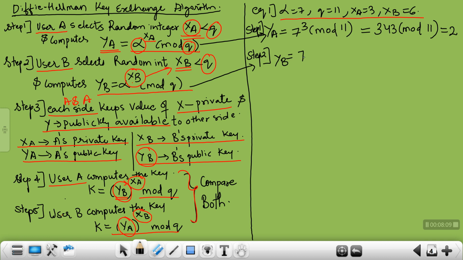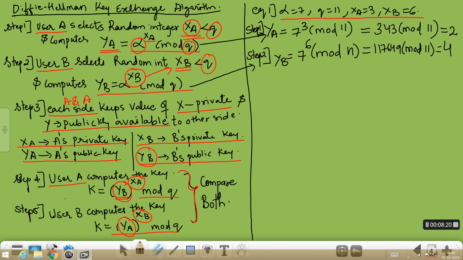Alpha value will remain as it is. XB is nothing but 7 raised to 6, 7 raised to 6 mod of Q. Mod of Q is nothing but mod of 11. So let us solve what 7 raised to 6 mod of 11 is. When we solve 7 raised to 6, we get 117649 mod of 11, which is nothing but 4. So now you know what my public key and private key are.